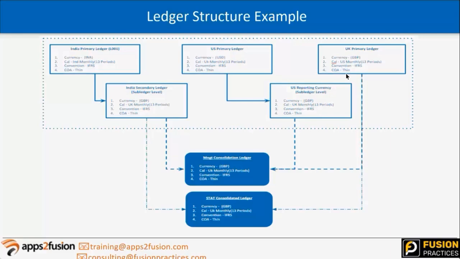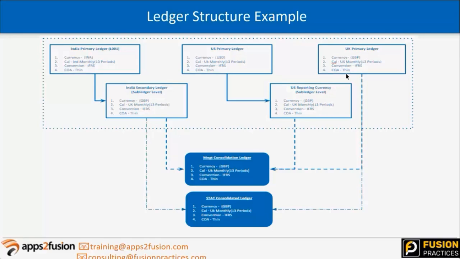We need to first bring this data to the level of my UK primary ledger. That is, we have to convert everything to GBP, and in the UK calendar. We are using the same accounting convention. If we had used a different accounting convention, then we would have to translate the balances into that particular convention, and a different chart of accounts if required.